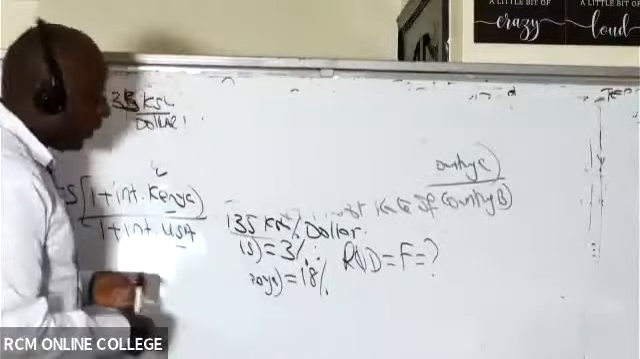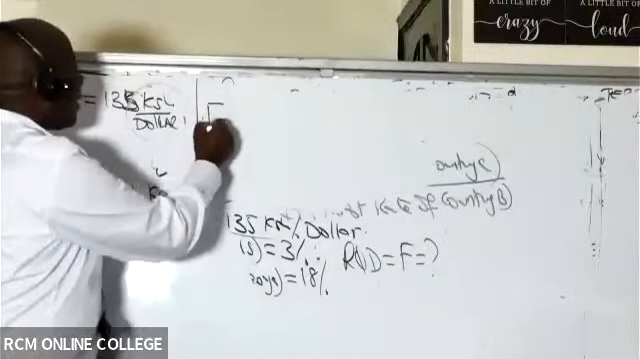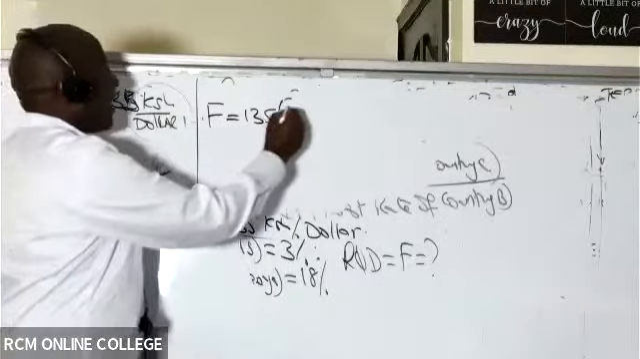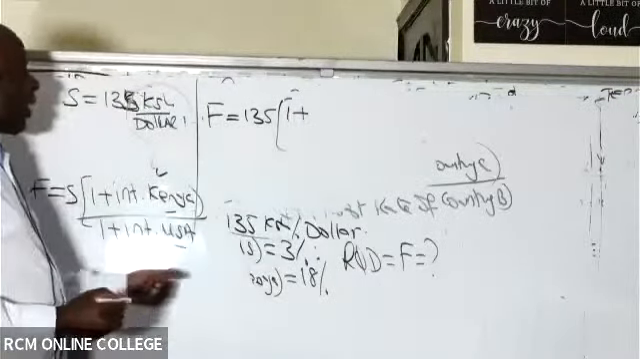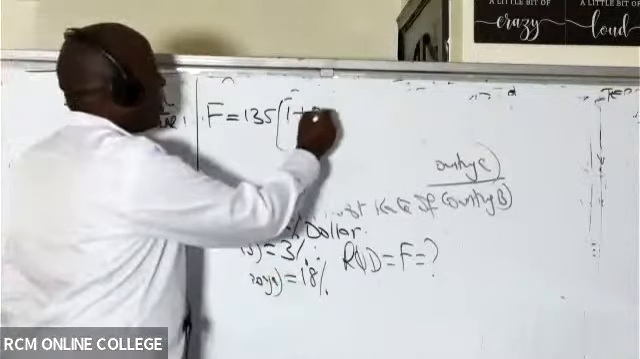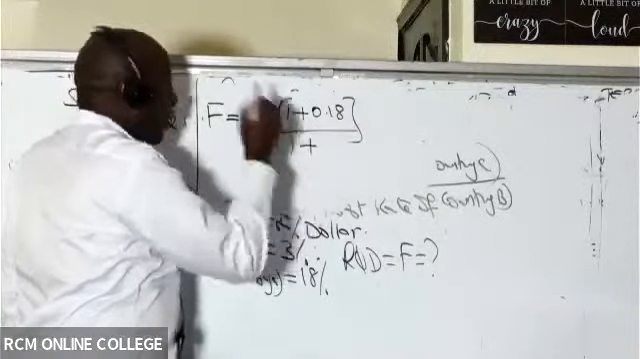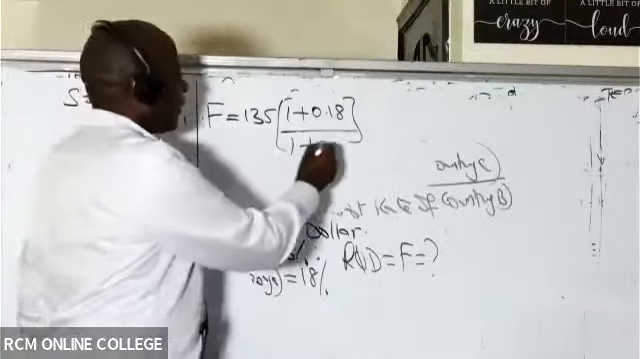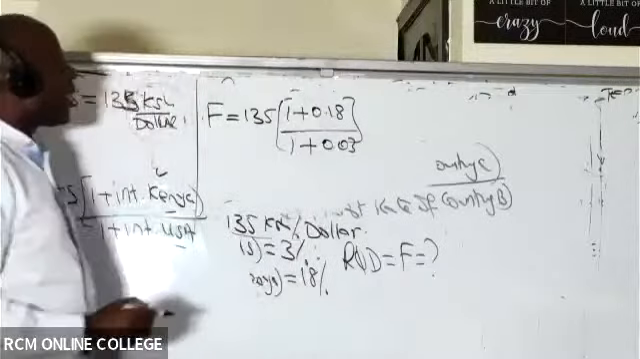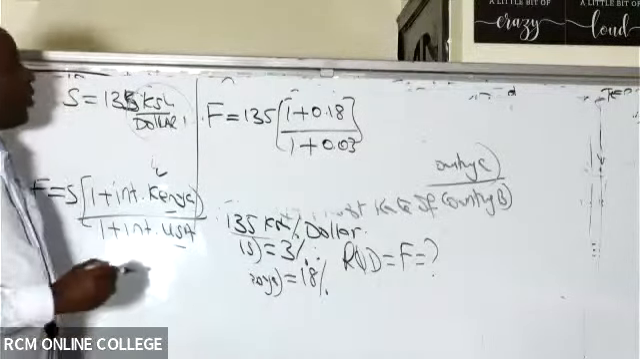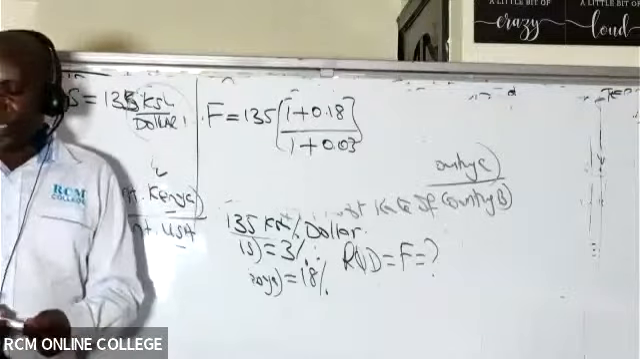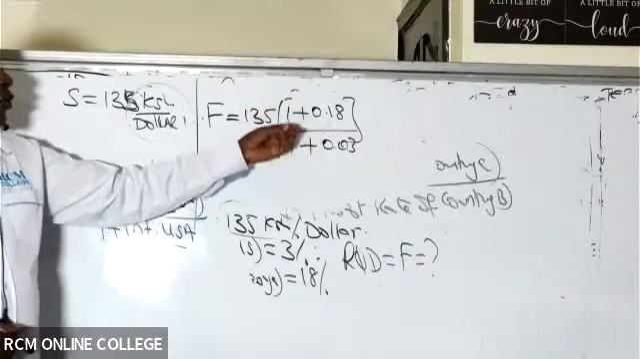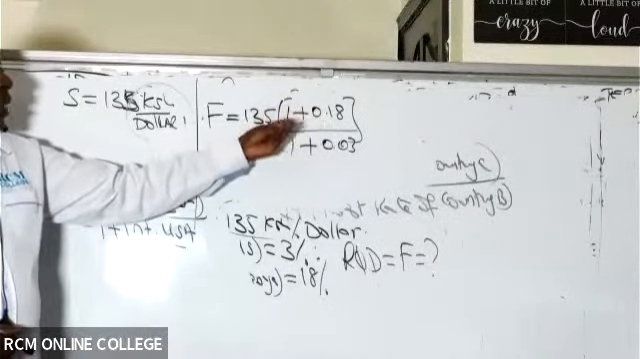So then if that is the case, my F here will be equal to, the spot rate is 135 into 1 plus interest rate in Kenya. Interest rate in Kenya, we have it somewhere, 0.18. All over 1 plus interest rate in the US, which is 3%, 0.03. So go slowly there. You will say 135 times, of course, this bracket, even if it's 1, you have to handle this separately. First of all, you deal with the brackets.